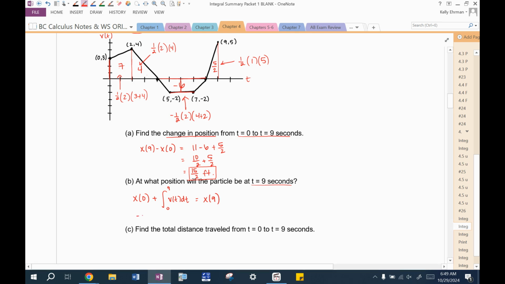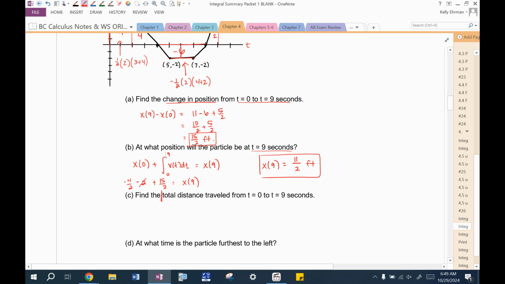So x of 0 is -2. We just said the change in position from 0 to 9 was 15/2, so we don't have to show that math again. That's equal to x of 9. So I'm just going to bring this over here so it's not scrunched. So this is -4/2 plus 15/2 is 11/2. And again, I'm going to label that in feet, or 5.5.